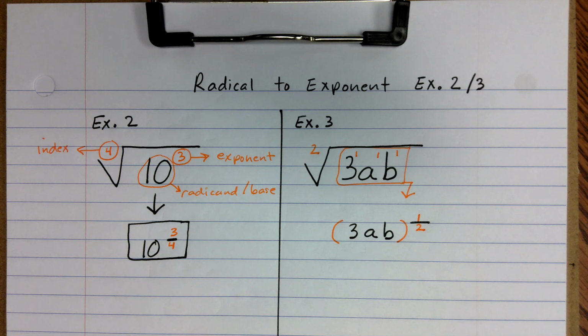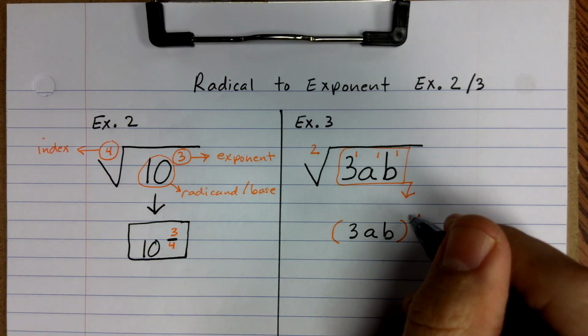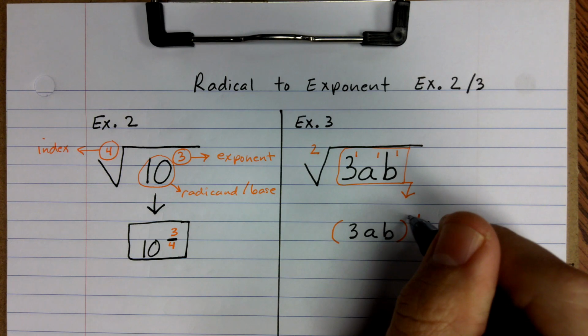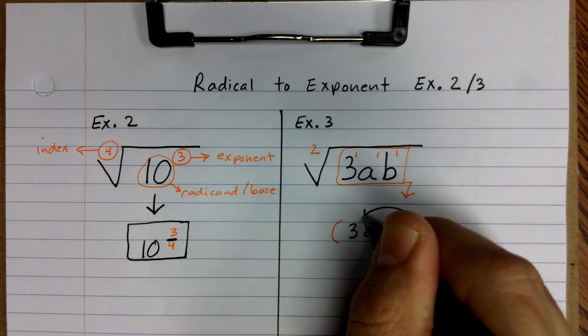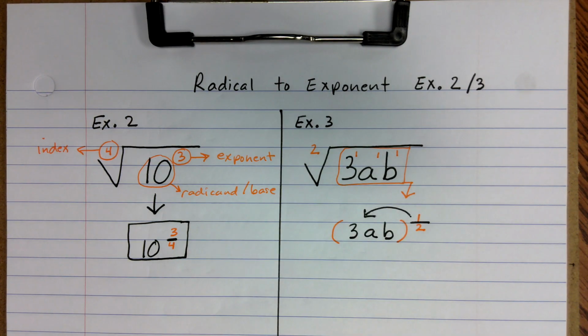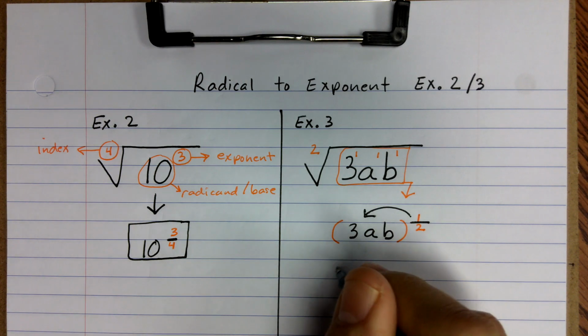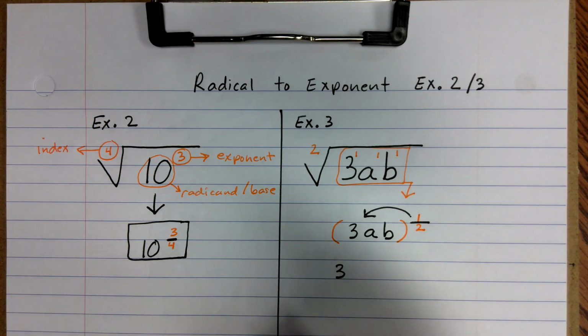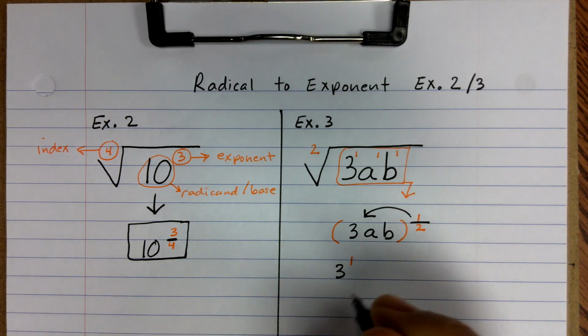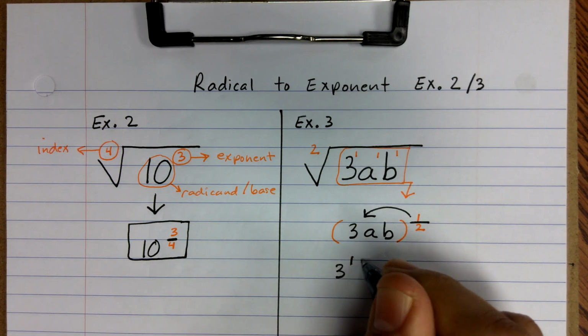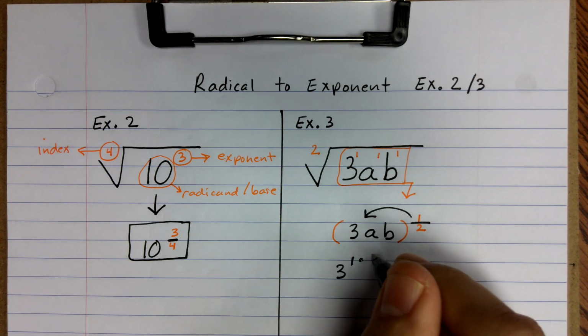Now this one we're going to take a step a little bit further than the other one, because we do have these things being multiplied. And so what I want to do is use my power to a power rule, and I'm going to multiply this 1/2 to each one of these on the inside. So for instance, I could rewrite this as 3 to the power of 1 times the power of 1/2.